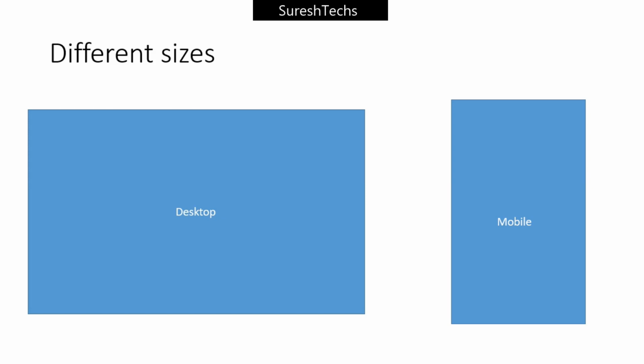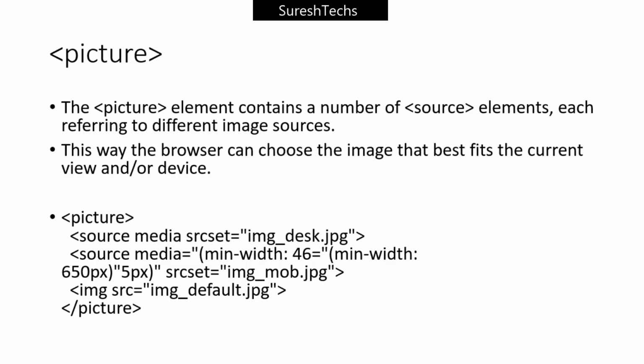If you want to load a different image on different devices, you can use the concept of picture. Under the picture, you have to specify a source element which will accept an attribute called media, and for that media you have to give a value of minimum width.